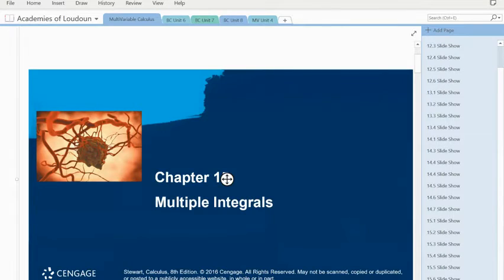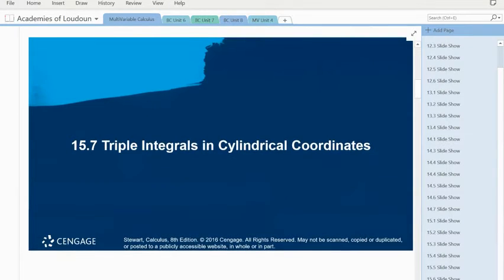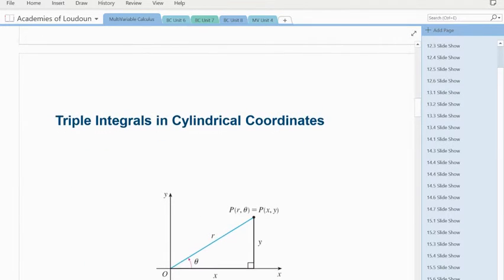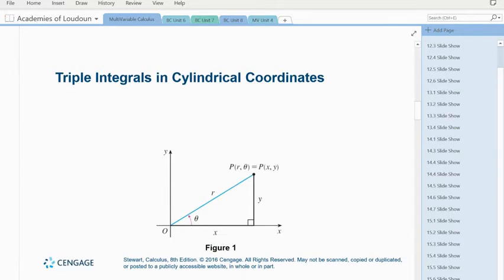This is Unit 4, Chapter 15, Section 15.7, Triple Integrals in Cylindrical Coordinates. So in plane geometry, the polar coordinate system is used to give a convenient description of certain curves and regions. Figure 1 will help us to recall the connection between polar and Cartesian coordinates.